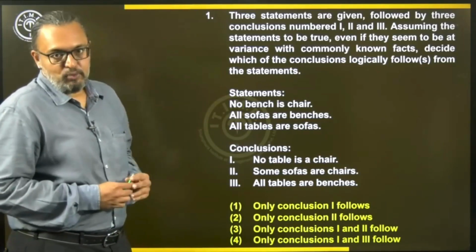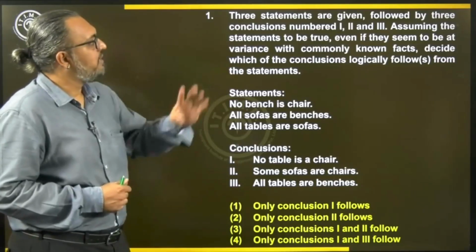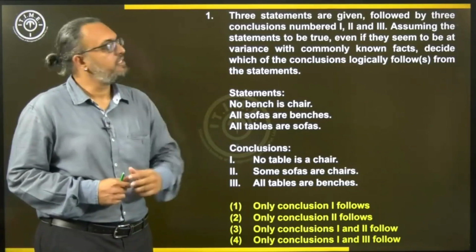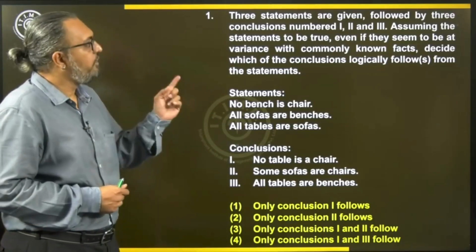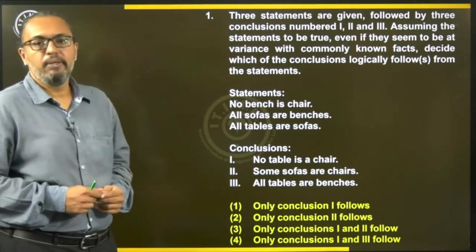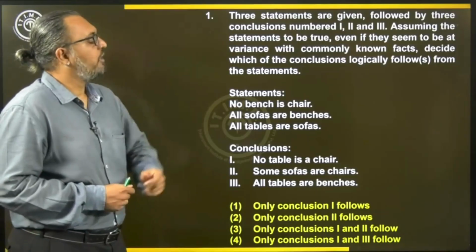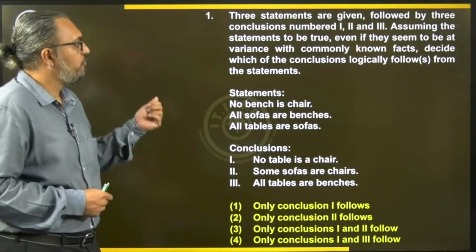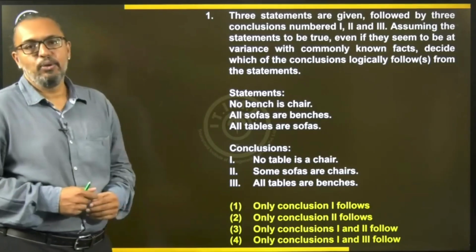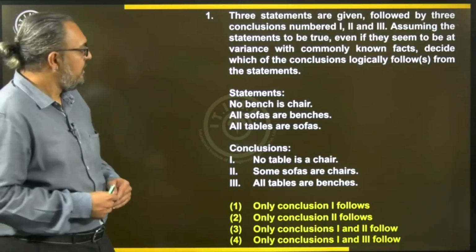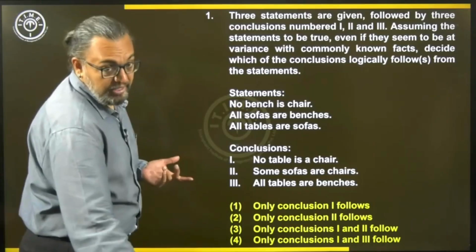Coming to the first question. Here he says 3 statements are given followed by 3 conclusions numbered 1, 2 and 3. Assuming the statements to be true, even if they seem to be at variance with commonly known facts, decide which of the conclusions logically follows from the given statements. Now, you have 3 statements and 3 conclusions and then you have 4 options. So, we use Venn diagrams to solve them.